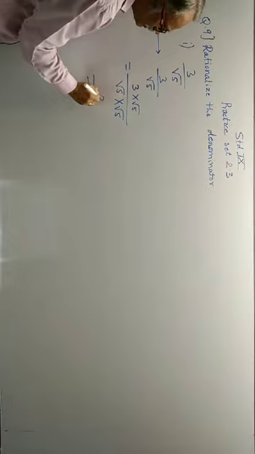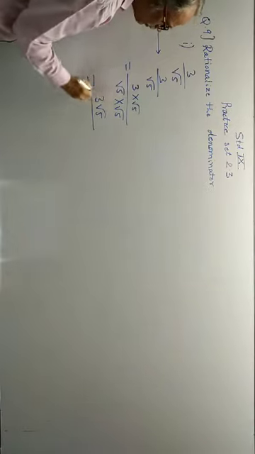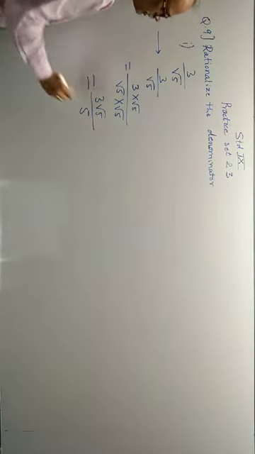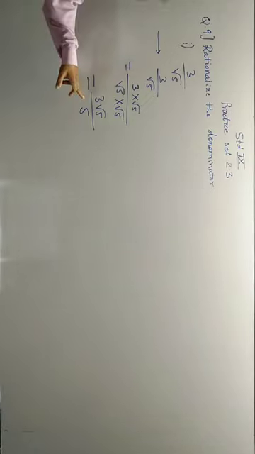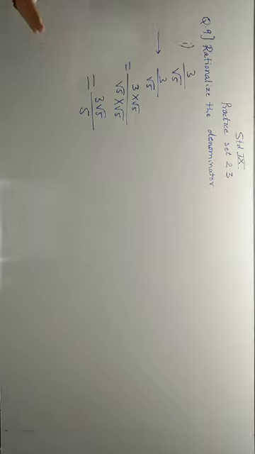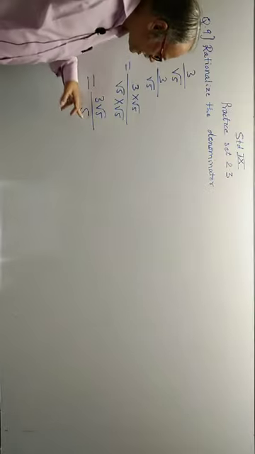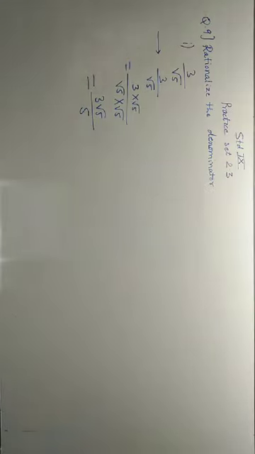So 3 into root 5 becomes 3 root 5, upon root 5 into root 5, which is 5. So what we get is 3 root 5 upon 5. Now what is the denominator? 5. Does it have a root? No. So it is called rationalization of the denominator. Now observe the second.